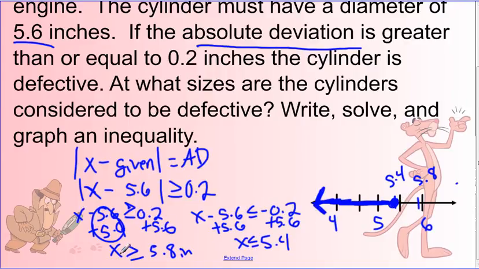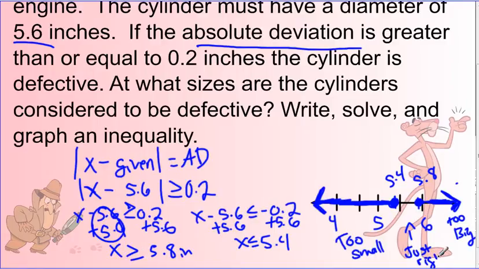And we also cannot have greater than or equal to 5.8. So there to there is also bad. This is too big. This is too small. This is just right. Just like Goldilocks. This is the Goldilocks zone for making a car cylinder engine. Too big, too small, just right. At what sizes are the cylinders considered to be defective? Write, solve, and graph the inequality. Alright, I think we did everything. We wrote it, we solved it, we graphed it.